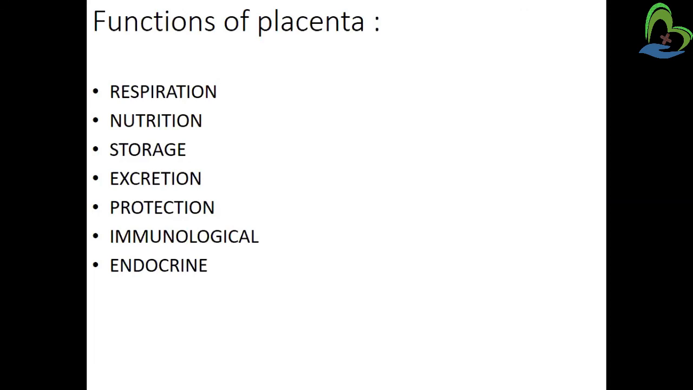So these are all the functions of the placenta, which protect the baby from the outer environment: respiration, nutrition, storage, excretion, protection, immunological and endocrine. These are the total seven functions of the placenta, which help the baby throughout the delivery and the nine months of pregnancy.